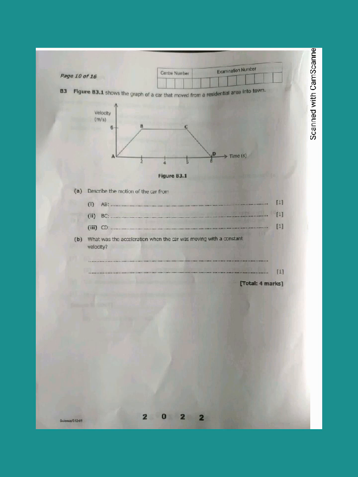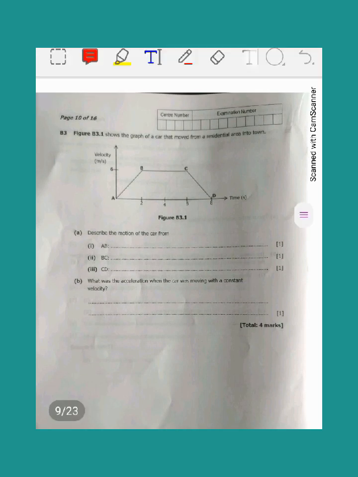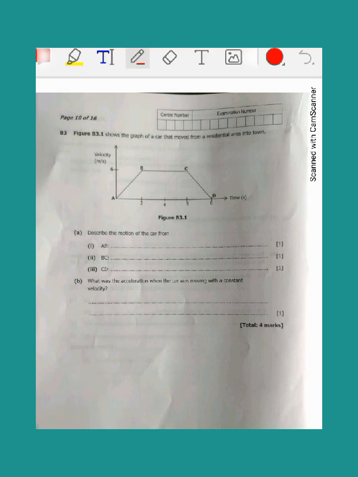So we are able to see how our graph is, and this one is indicating how the car was moving. So we have sections. We have A, we have B, we have C, and we have D. So we have section AB, BC, and CD. Then on the left side there, we've been given the velocity. Then also we have the time. All right. So the first question is saying describe the motion of the car from number 1, AB.